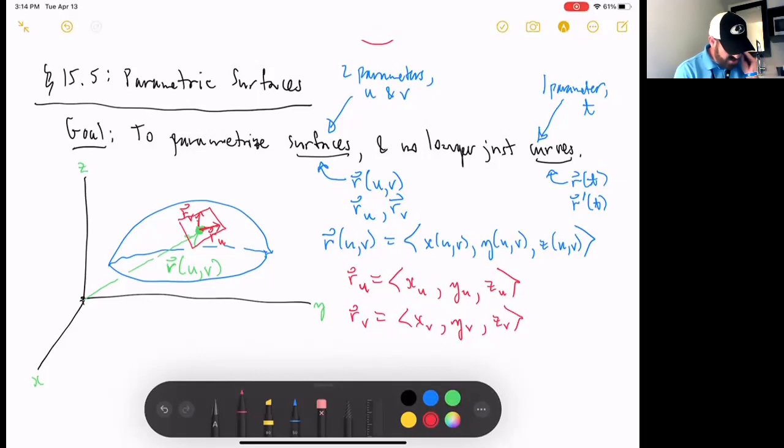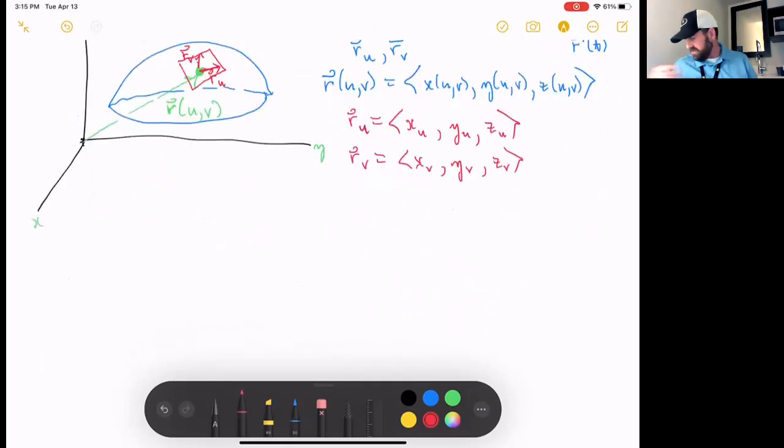And so these two vectors, r sub u and r sub v, feel what's happening surface-wise at that point, r at uv. So letting u and v move around moves us around on the surface itself. And then r sub u and r sub v feel what's happening at the surface at that point, and can tell us locally what's happening there. It's also going to tell us stuff about the tangent plane at that point. So hopefully that makes sense.